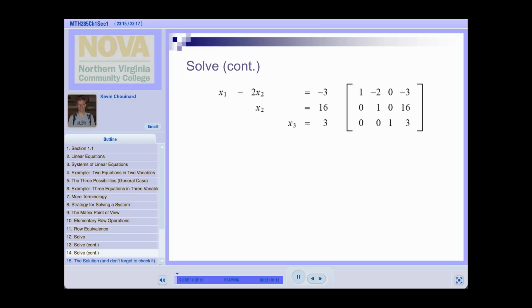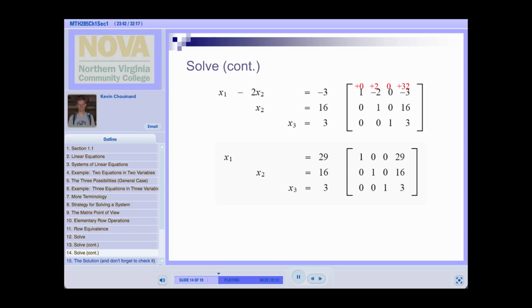So to finish this problem off, we're going to take a multiple of the second row and add it to the first row to get a 0 where there's currently that -2. Let's move that up there, add the first row to that multiple of the second row, and we get a new first row that's going to be 1, 0, 0, 29. And now we have a solution to our system. x sub 1 is 29, x sub 2 is 16, x sub 3 is 3.